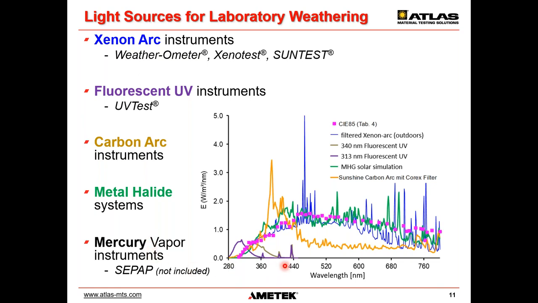This is maybe a busy slide, but the magenta squares are the reference sun, which you should hit as well as possible. And we see that although filtered xenon has some peaks in the visible range and some spikes in the IR range, which are not shown here, this is probably the best match to natural sunlight, when you have a daylight filter or a window glass filter with xenon.